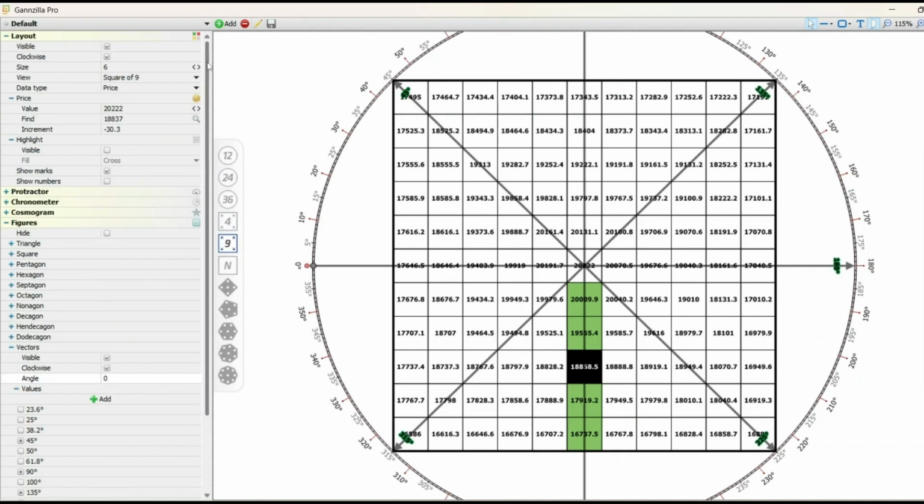Now come to the second part. Change the value to the major low, find to the major high and increment to the positive 30.3. So change the increment to positive 30.3, value as major low which is 18837 and find as major high 20322. It is the nearest to the 20322 level. So we will consider the levels 19049, 19503.6, 2113 line and 22321. All the levels which are on this line. So let's mark these levels also on the TradingView app.